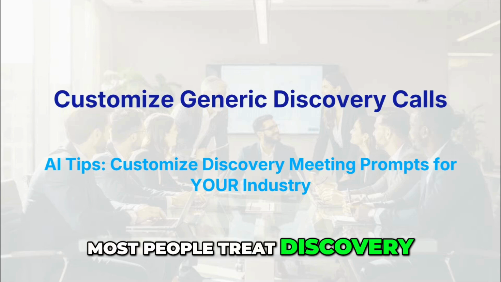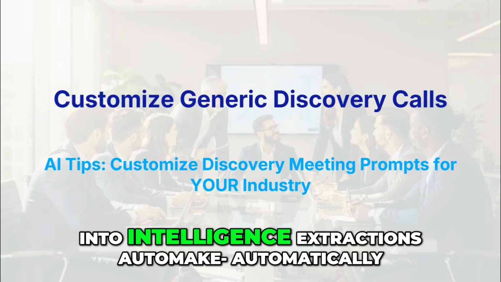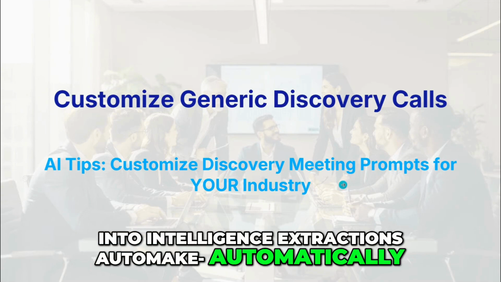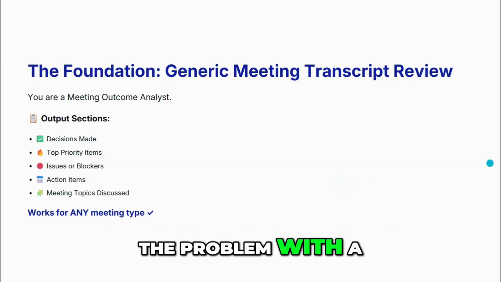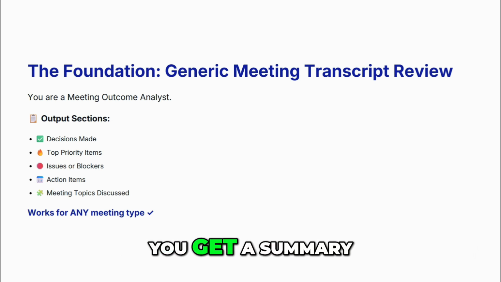Most people treat discovery calls like note-taking sections. I'm going to show you how to turn them into intelligence extractions automatically. The problem with the generic summary for meeting transcripts is you get a generic prompt, you get a summary, decisions made, your action items, your topics.